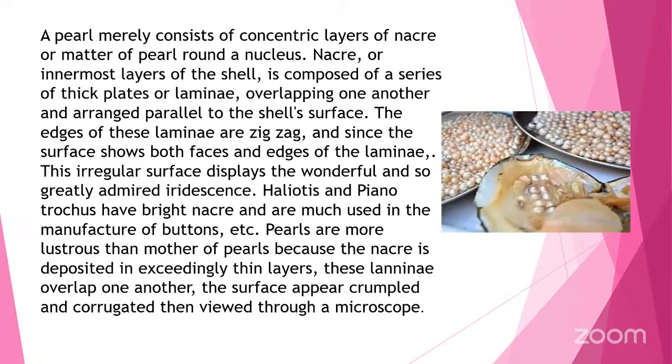A pearl merely consists of concentric layers of nacre, or matter of pearl, around a nucleus. Nacre, or the innermost layer of the shell, is composed of a series of thick plates or laminae overlapping one another and arranged parallel to the shell surface. Look at the pearls, how beautiful they look. The shiny and lustrous beauty is admirable.